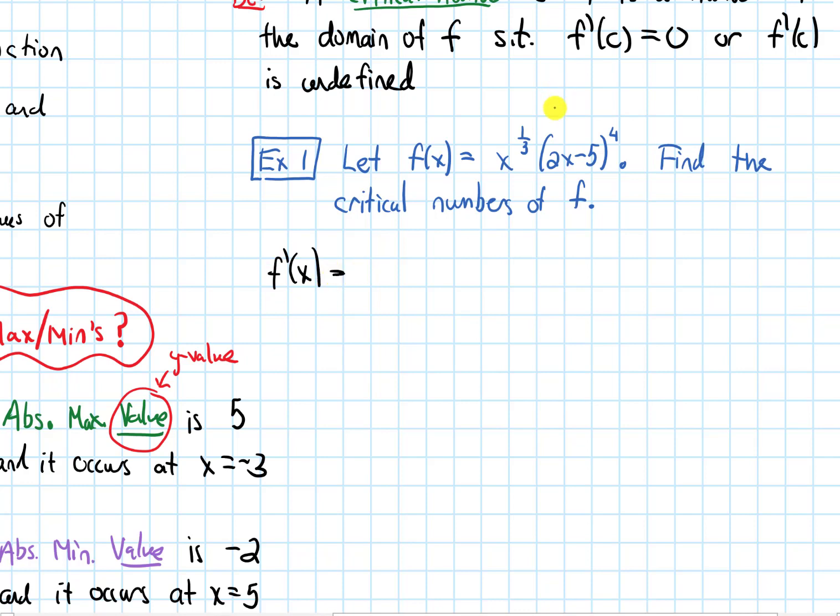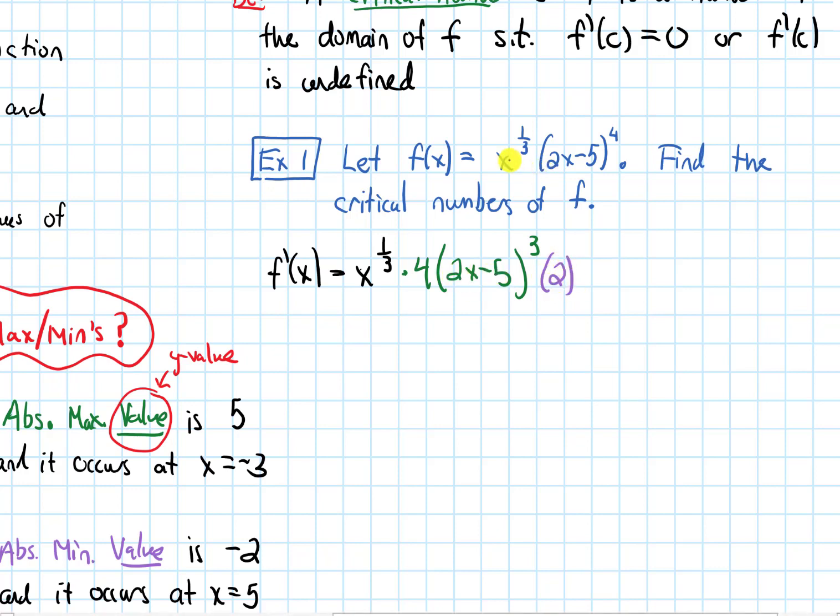So for this derivative, I'll need product rule. And product rule says we'll take the first function, which is x to the 1/3, multiply it by the derivative of the second, and that requires chain rule. Chain rule will deal with the outside part, this 4th power, first. So I deal with that. The 4 comes down, and I'll subtract 1 from the power to get a 3. And when I do that, the inside stays the same as 2x minus 5. But then we do the chain rule step, and we multiply by the derivative of the inside, which is 2.